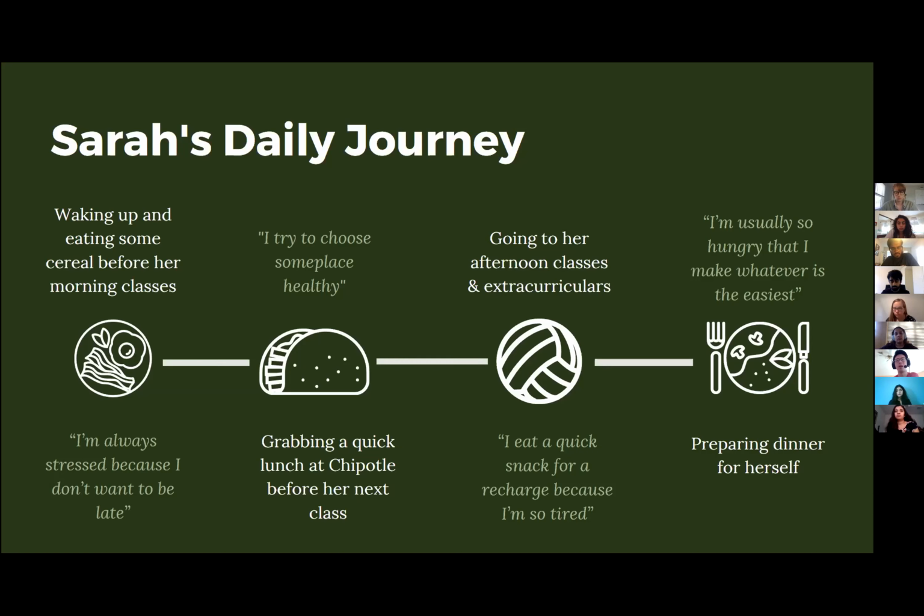She might choose a simple fast food restaurant like Chipotle, or she might bring some food that she had prepared the night before. Afterwards, she might go to her extracurriculars or afternoon classes, and she might eat a snack at this time because she's tired. And finally, in the evening, once she's done with her classes, she'll go home and prepare food for herself. She might prepare something that she already knows how to prepare because that's the easiest and it takes the least time.